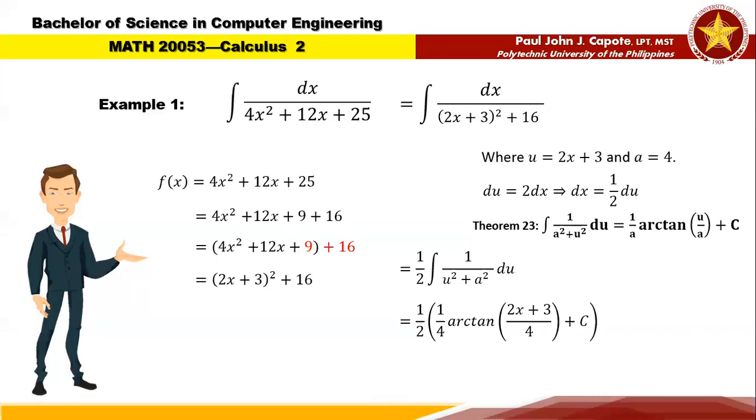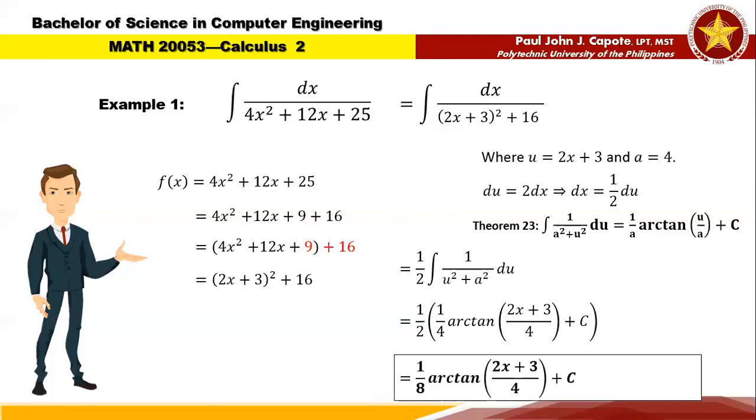We have 1/2 times, applying theorem 23, 1/2 times 1/4 arctan of 2x plus 3 over 4 plus c, where 4 is our a, and 2x plus 3 is our u. Simplifying further, we get 1 over 8 times arctan of 2x plus 3 over 4 plus c.